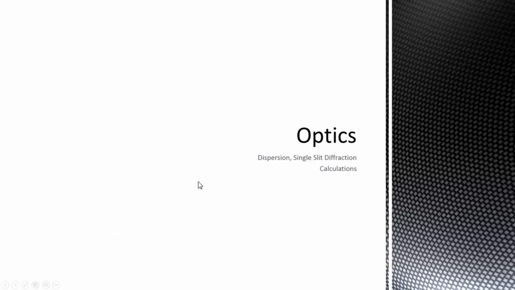So the calculations for single slit diffraction are all fairly similar. So I'm just going to do one example with two parts and we'll call that good. Here is the example. We have 620 nanometer light falling on a slit of this width, and we want to know the full angular width of the central diffraction peak.